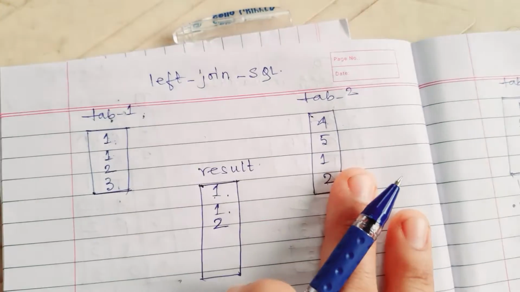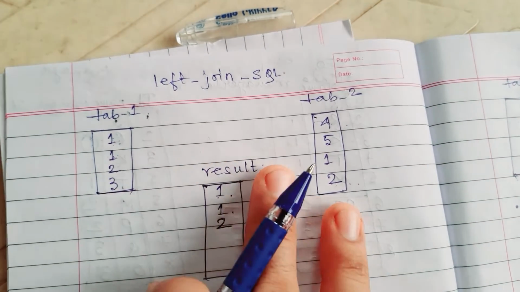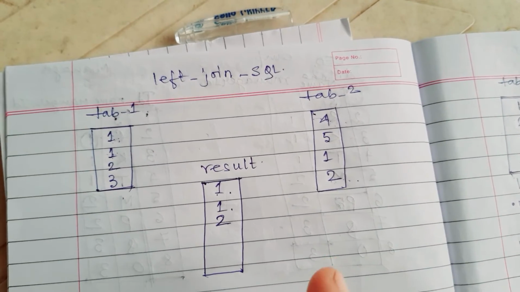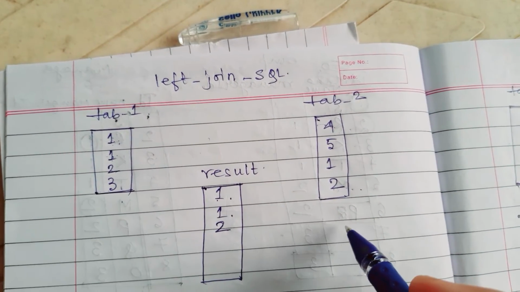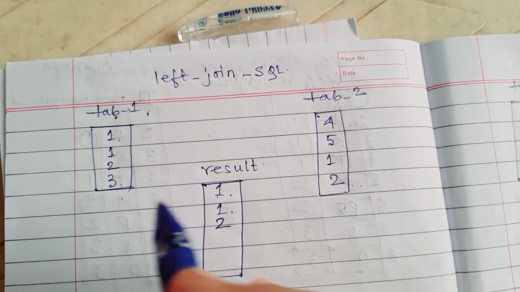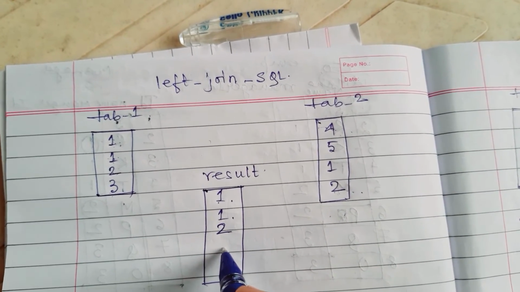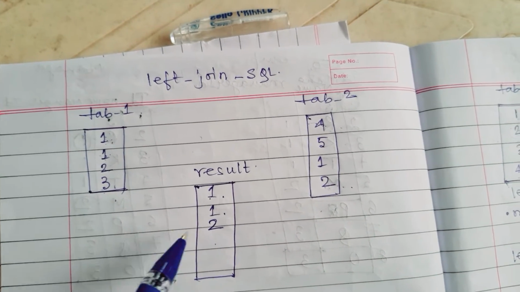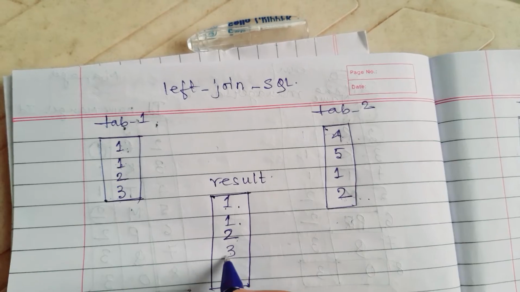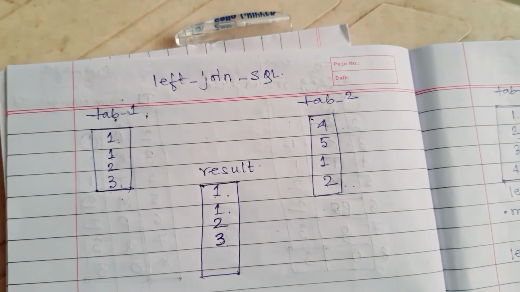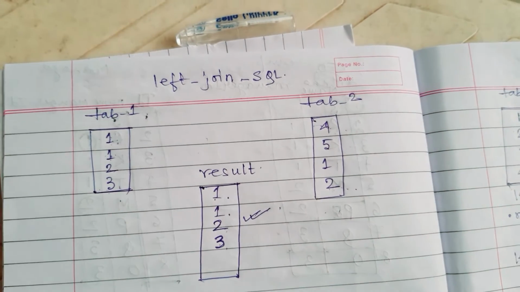Now the mapping we have done gives the common elements in both the tables, but there is one more logic in left join: if there is any element which is not getting mapped with any of the elements in table 2, then that should also get a place in the result table. So 1 is coming, 2 is coming, but 3 is not coming. So this 3 also needs a place in the result table. So this is the complete result table of the left join.